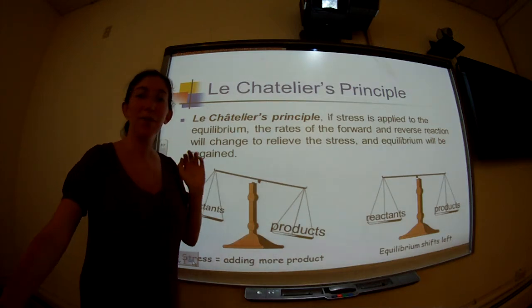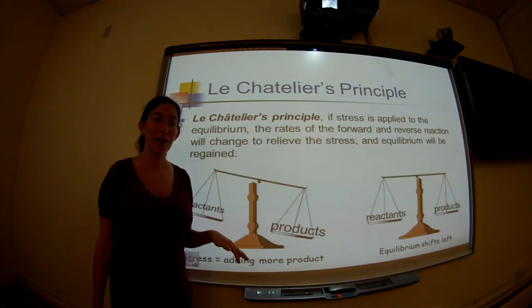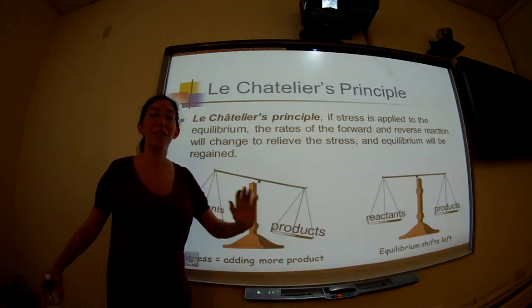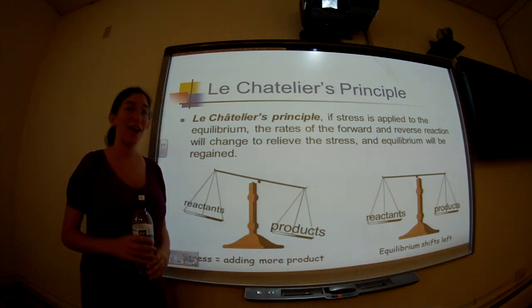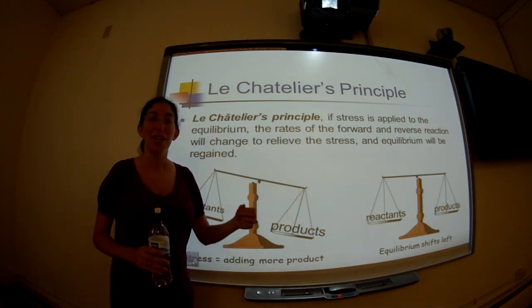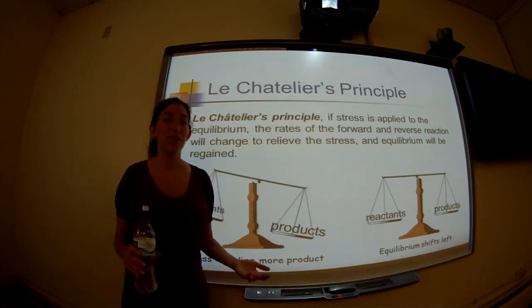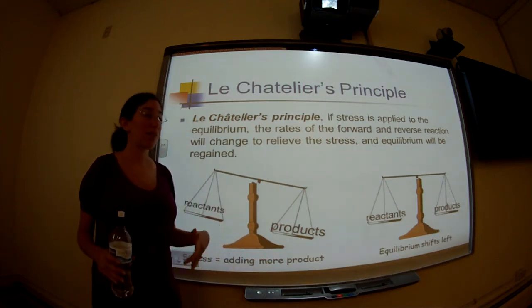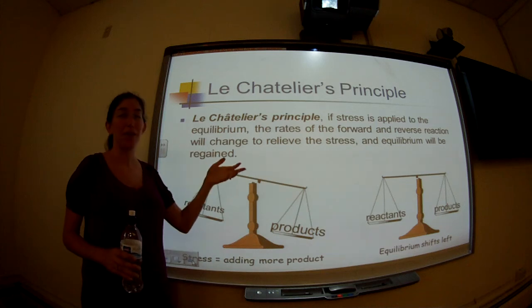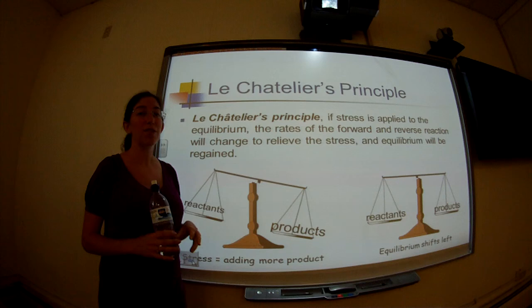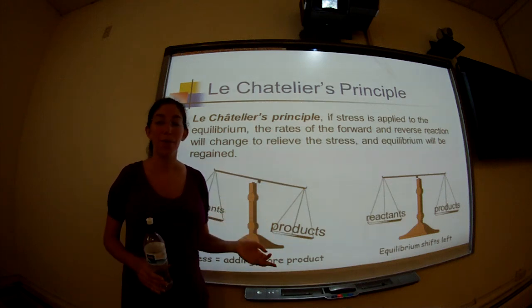But another really cool thing when it comes to equilibria is that you can shift the equilibrium. You can manipulate it, and that is actually really cool and really handy in industry. And this concept of being able to shift the equilibrium was first discovered and described by, I think, a French chemist named Le Chatelier. And so this is called the Le Chatelier principle.